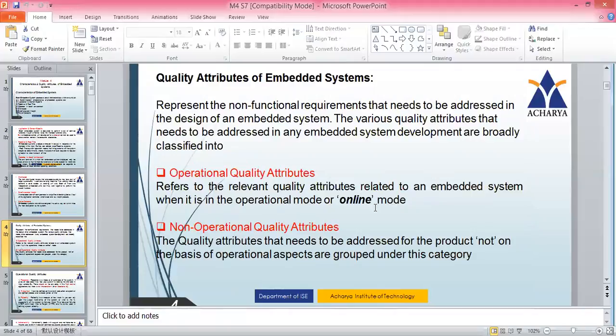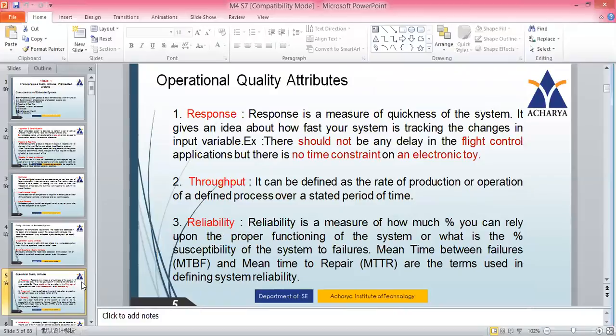It refers to the relevant quality attributes related to an embedded system when it is in the operational mode, when it is operating. At that time we will be checking some of the quality attributes, and the other one is non-operational. It is not operating, but still we check some of the quality attributes. How is it different? We will see that one by one. Now let's go to the operational quality attributes. So what are operational quality attributes?